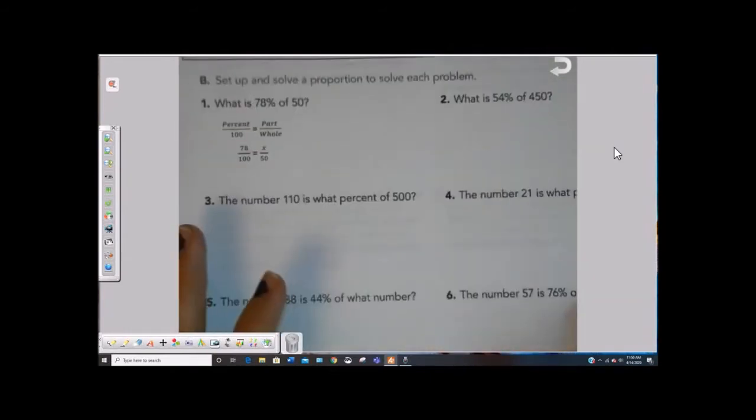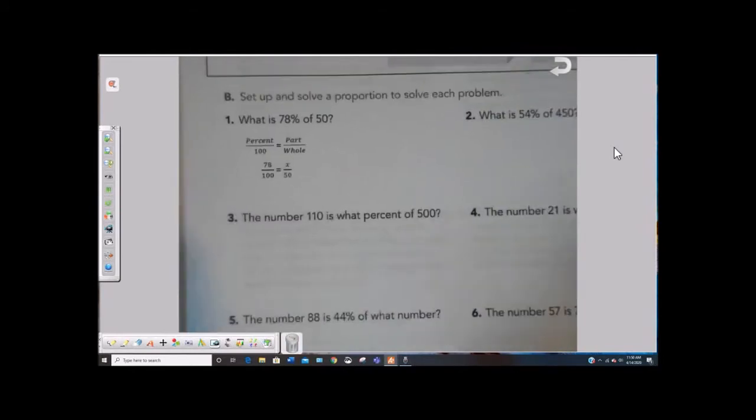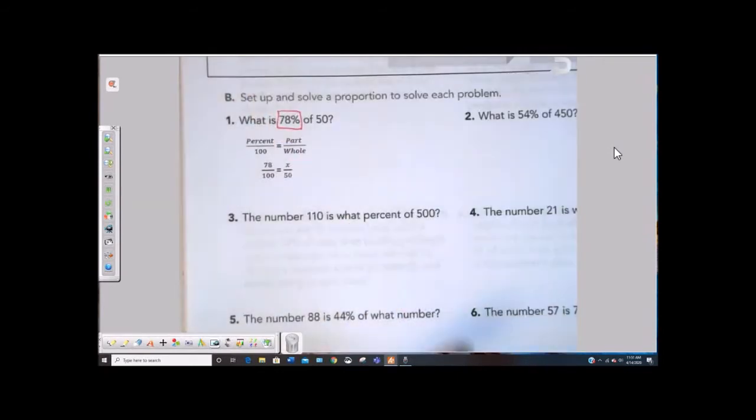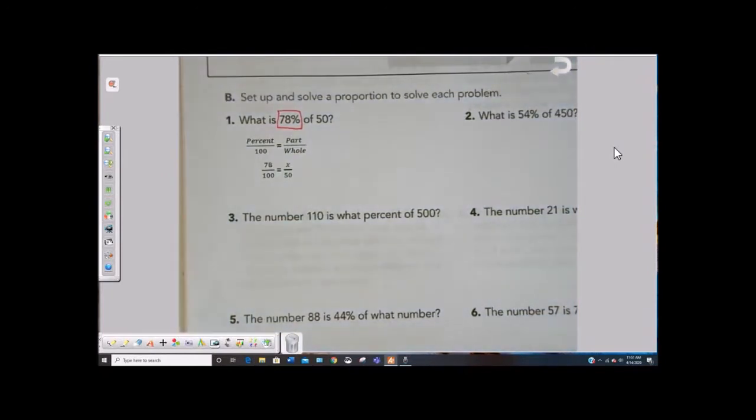And I'm going to zoom in a little bit so you can kind of see what we're doing. Number 1 is sort of started for you already. So we see that 78% is already there. Percent is a good place to start. It kind of shows you what you need. If you don't have percent, then that means that's what you're trying to find. If you do have percent, then you're either trying to find part or whole.